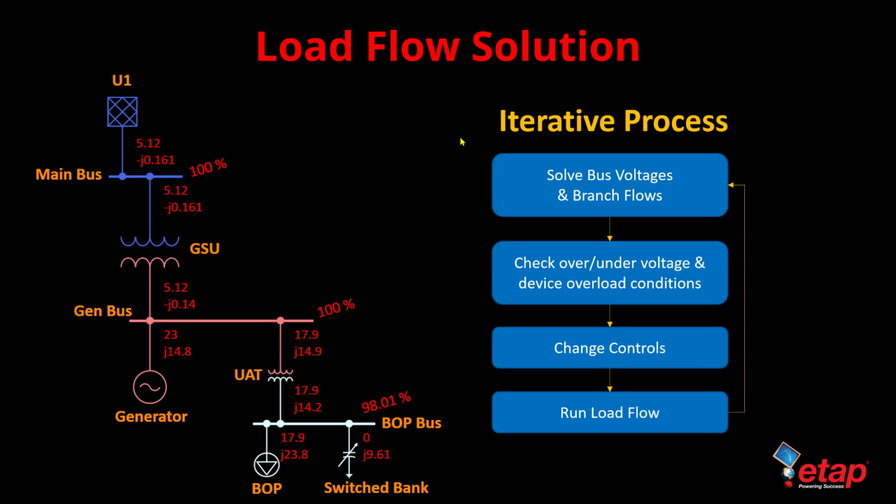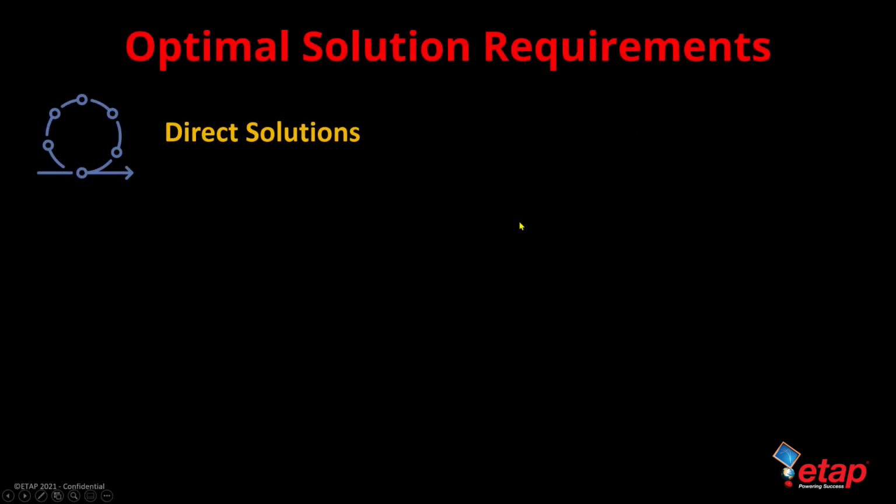But because it takes time and understanding of your electrical system and there's many combinations, it's not the preferred approach. There's a need for a more optimal approach. And in order for us to use an optimal solution, there are certain requirements that we would like this optimized approach to have. We must be able to get direct solutions instead of a load flow iterative process.